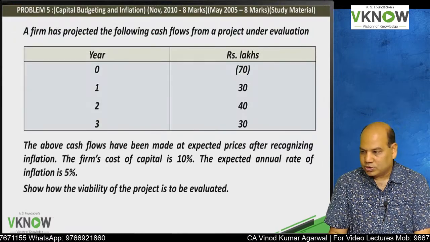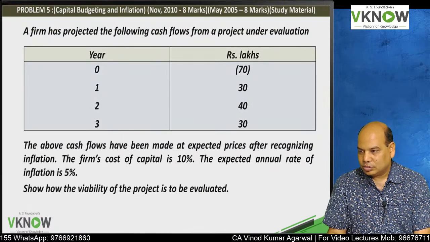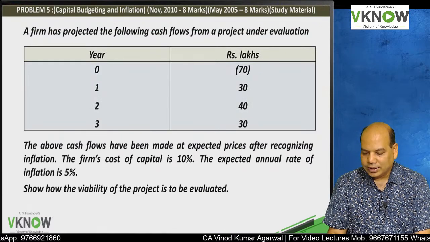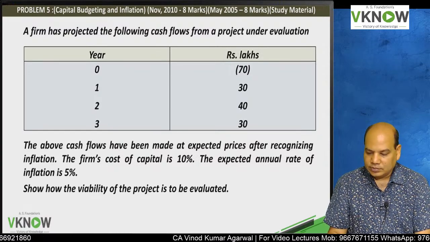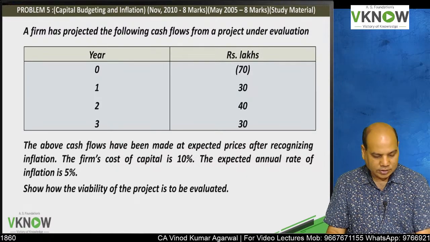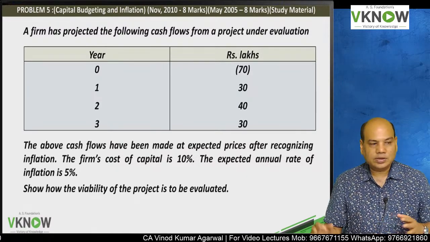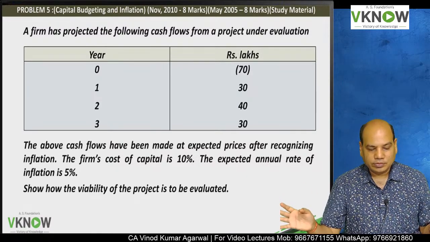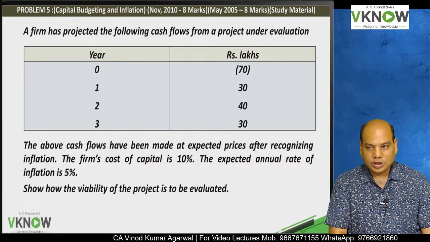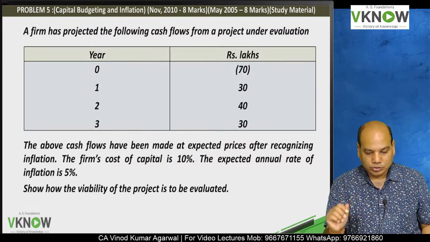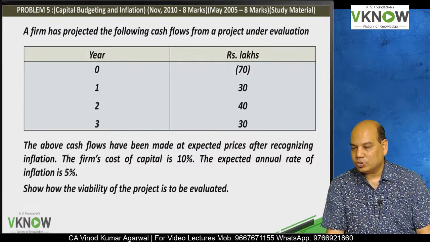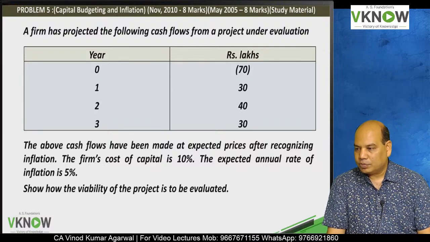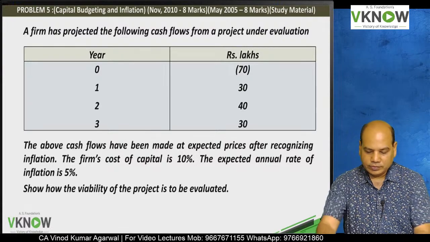Next question is from study material, also asked in November 2010 exam for 8 marks, May 2005 exam for also 8 marks. And our study material question is very easy. Okay, don't depend on this. Question number 5. A firm has projected the following cash flow from a project under evaluation.